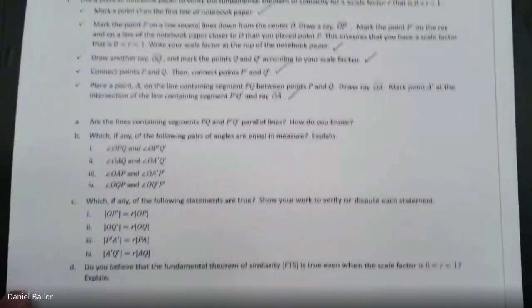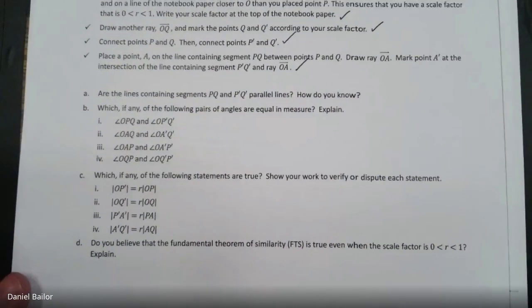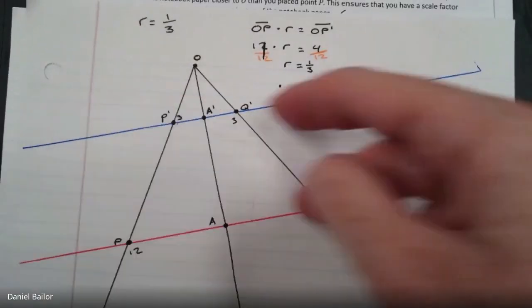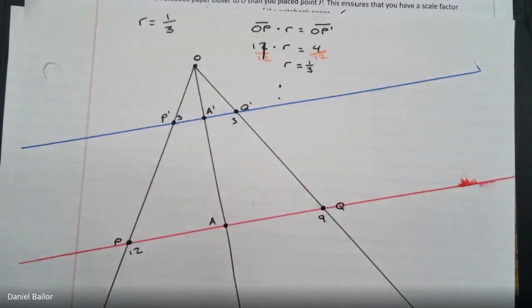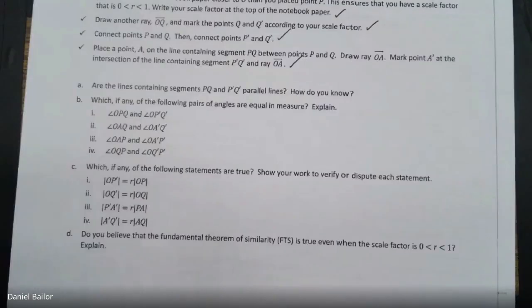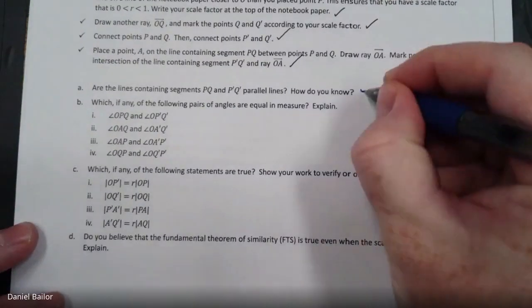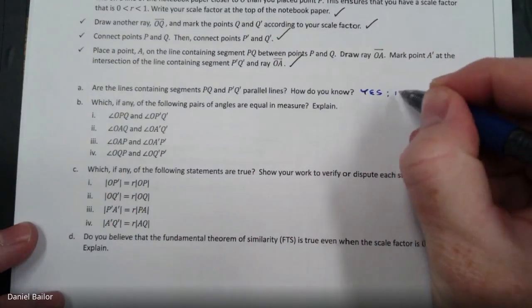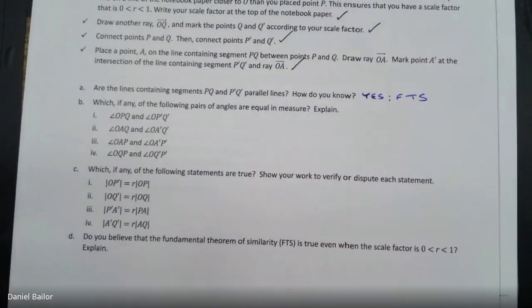Part A, are the line segments containing PQ and P prime Q prime parallel lines? Are these parallel? Are the red and the blue parallel? Yes, they are parallel. How do we know? Because FTS tells us that dilation makes parallel lines.